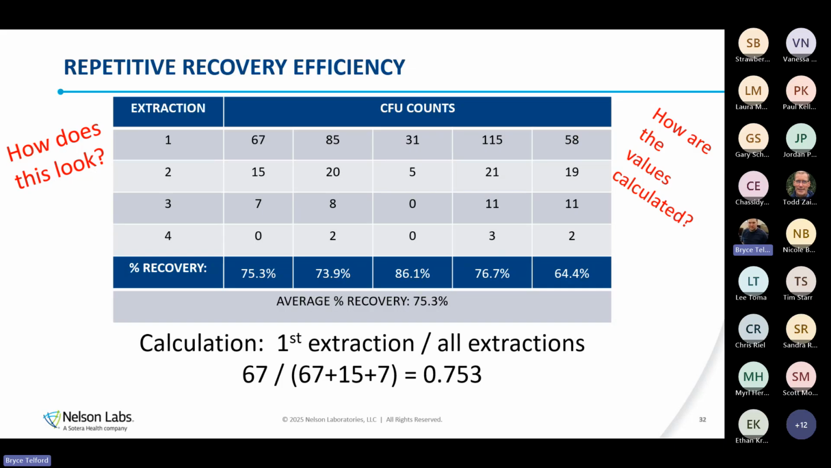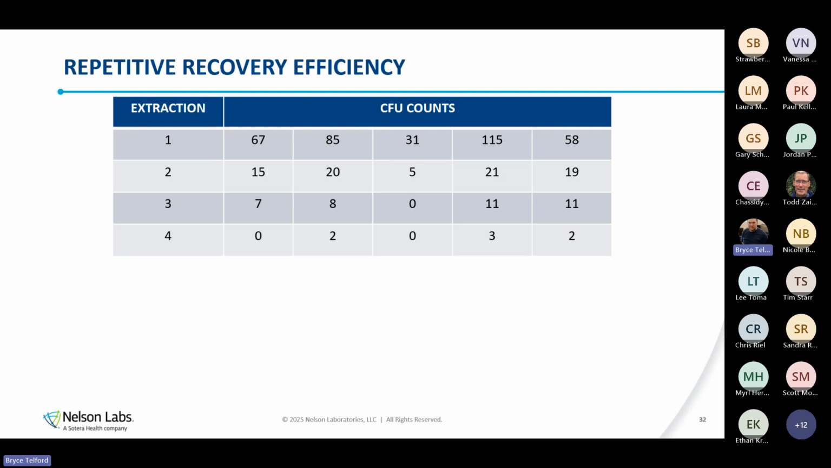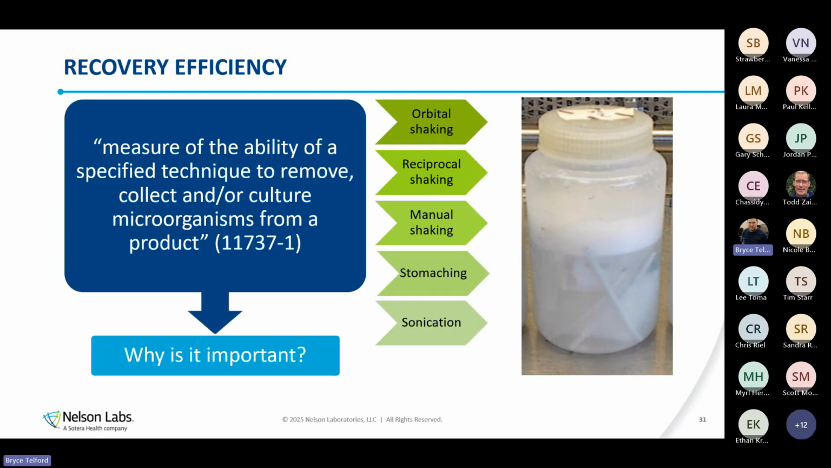So our extraction methods, for example, if we go back to our previous slides, we have orbital shaking, reciprocal, manual, stomaching, sonication. Manual shaking is one of our defaults because it is a very vigorous extraction. It gets the extraction fluid all over the place. It's very vigorous, but it's also very short. We extract approximately 100 times in a 12-inch path. You can imagine if you're manually shaking a bottle 100 times, that takes roughly 1 minute.